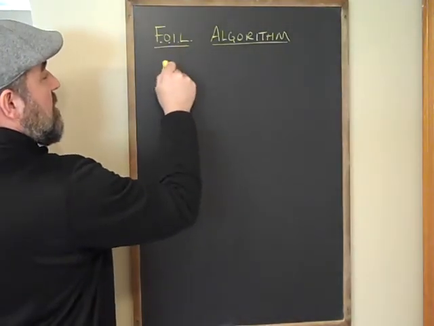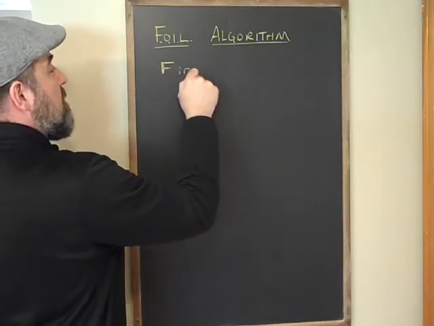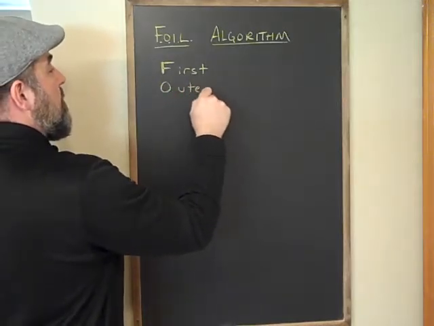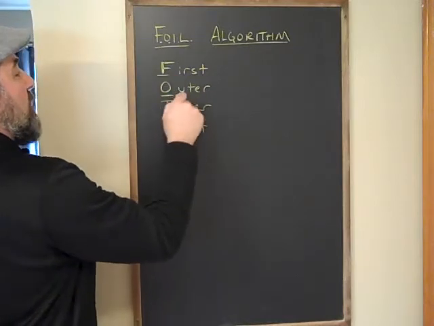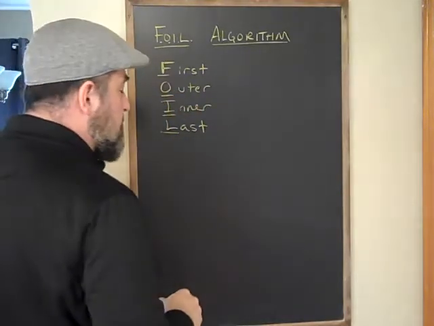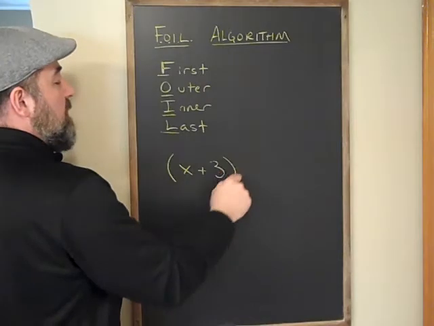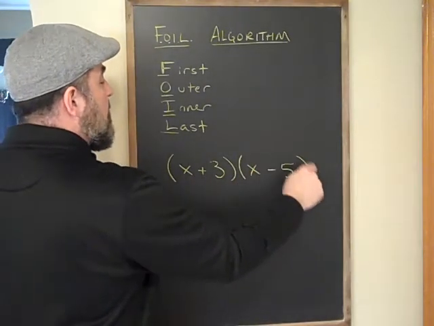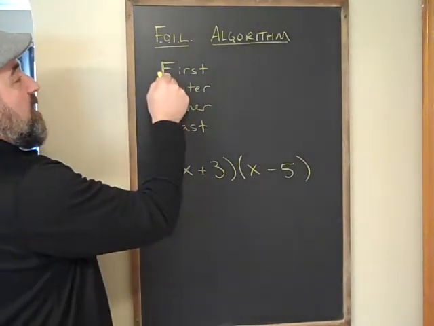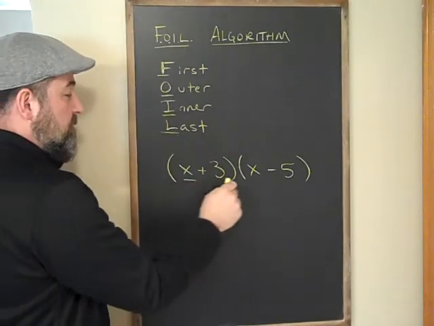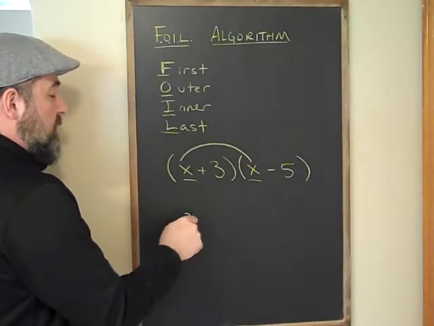FOIL is a little mnemonic device that stands for first, outer, inner, and last. There's where we get the FOIL. First, outer, inner, last. And what that means is, if we have a binomial like x plus 3 times another binomial x minus 5, to get the product, we're going to take the first term times the other first term. The first term times the first term is going to be x squared.